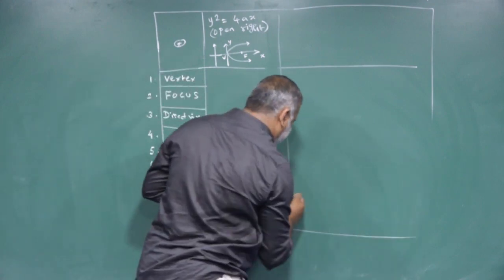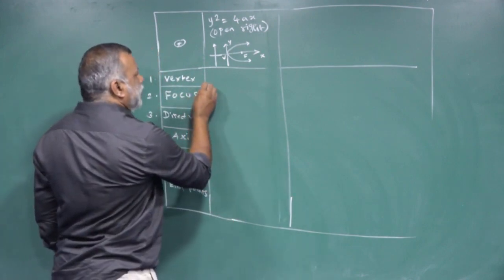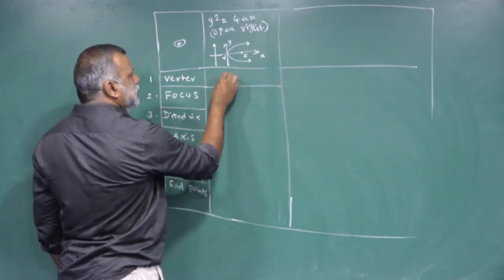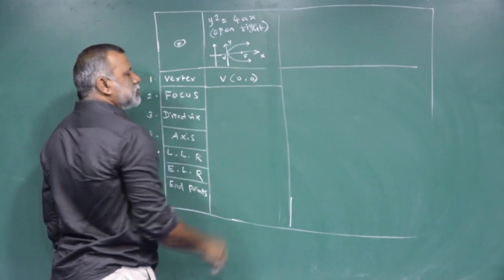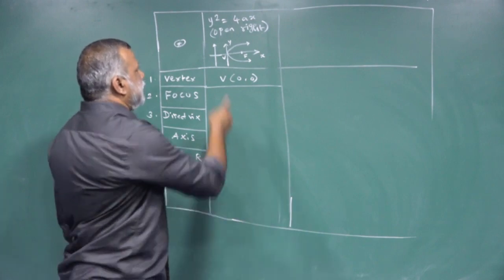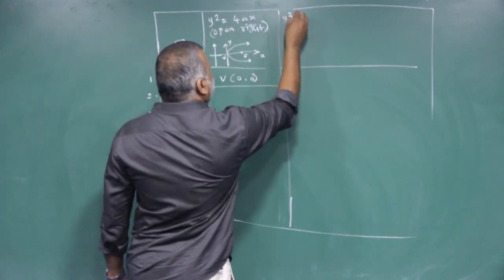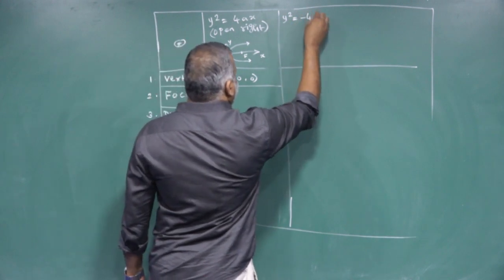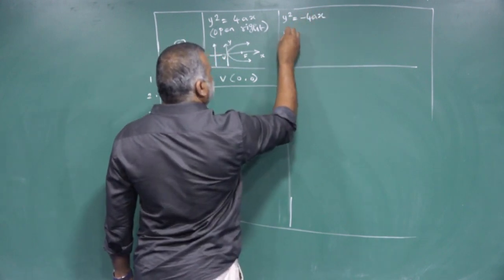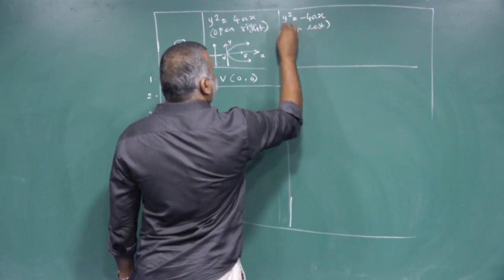Then you are able to fill this tabular column in a very simple way. Vertex for all the types is 0, 0. Type number 1 is y squared equal to 4ax. Type number 2 is y squared equal to minus 4ax. This is open left.